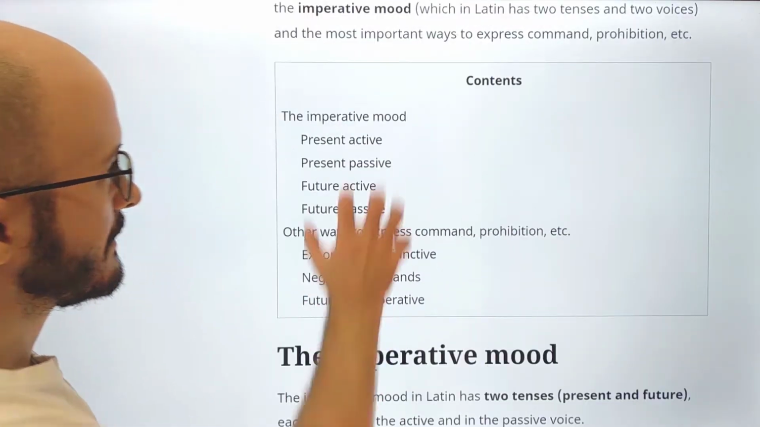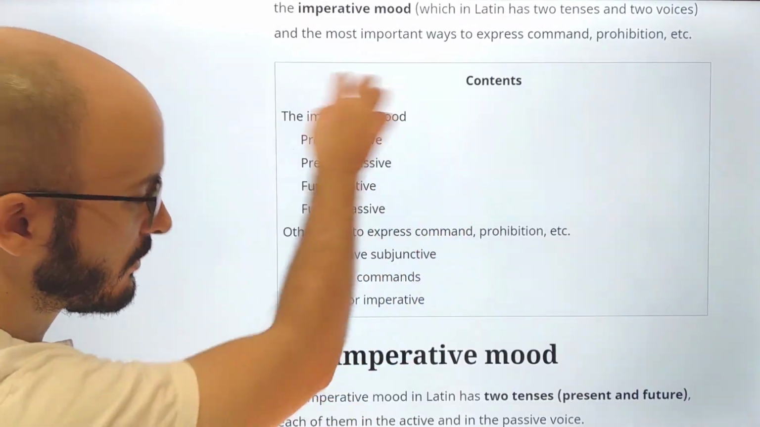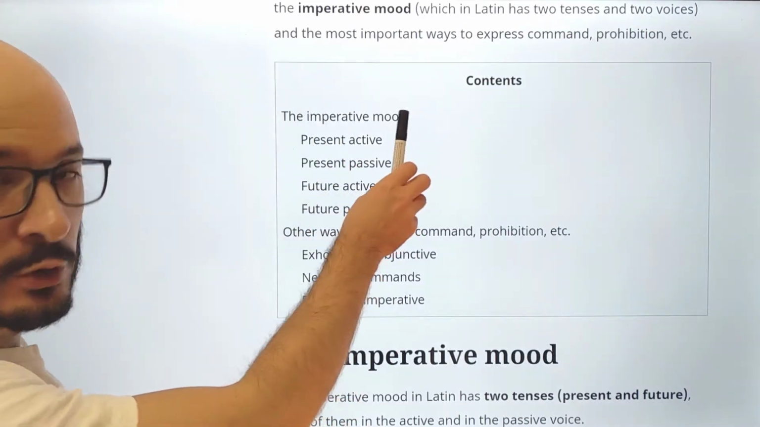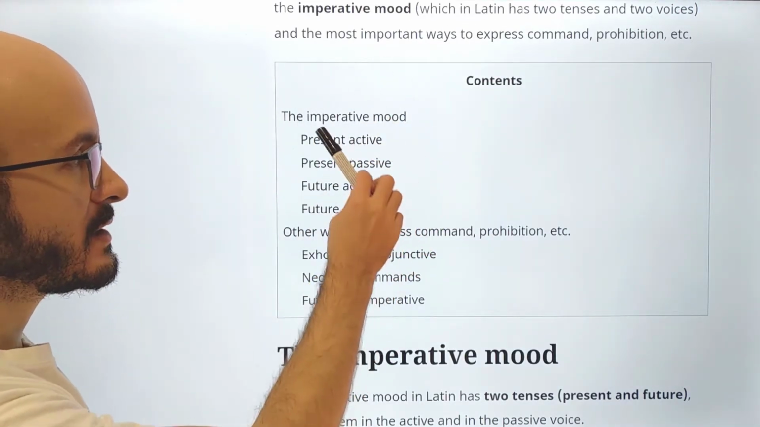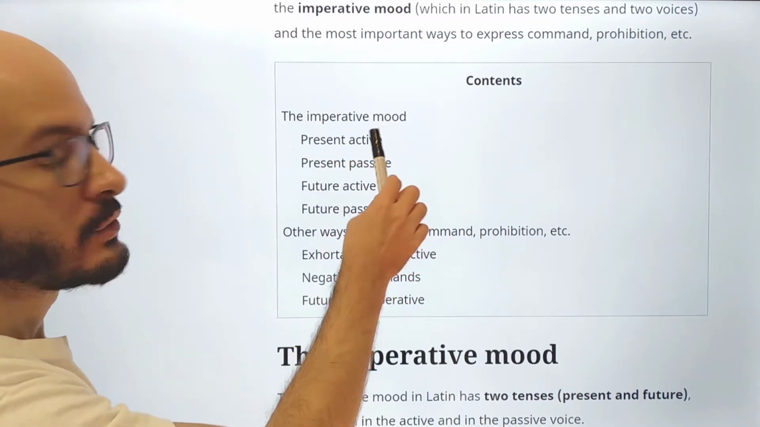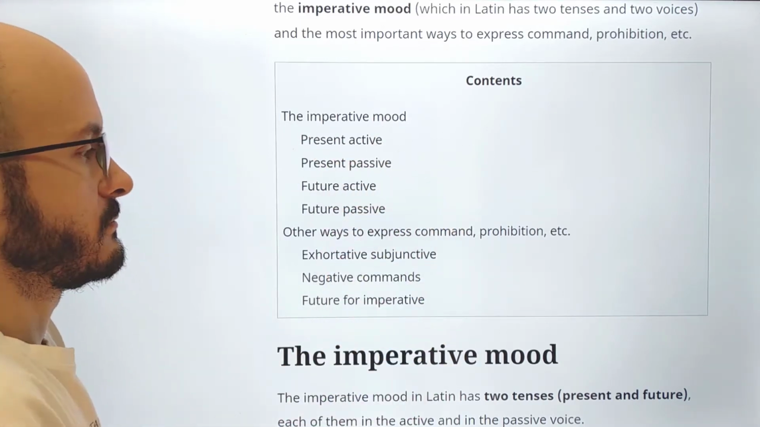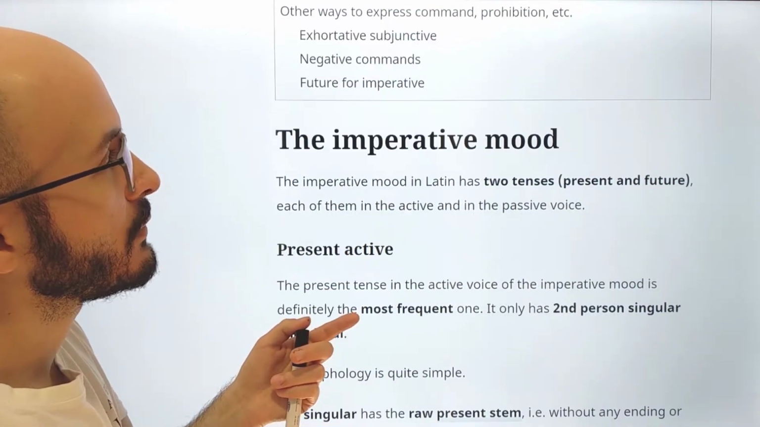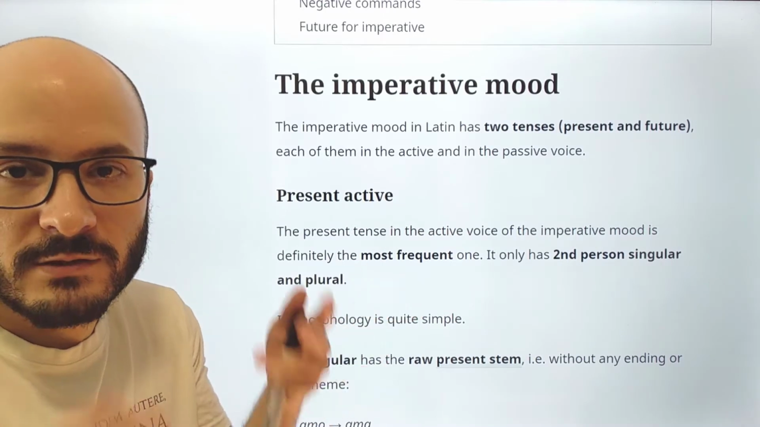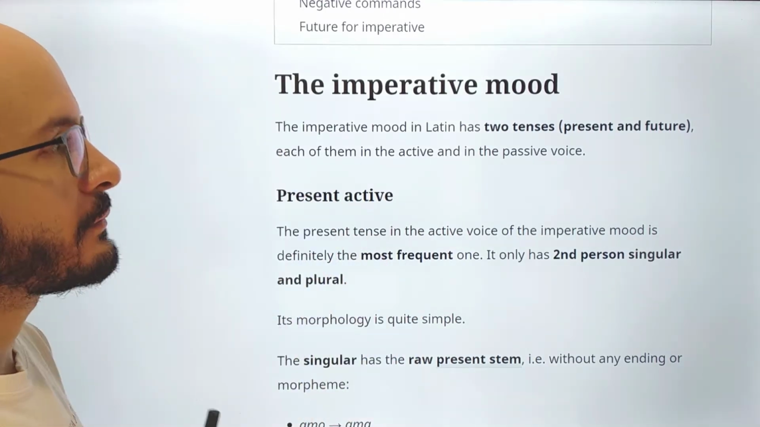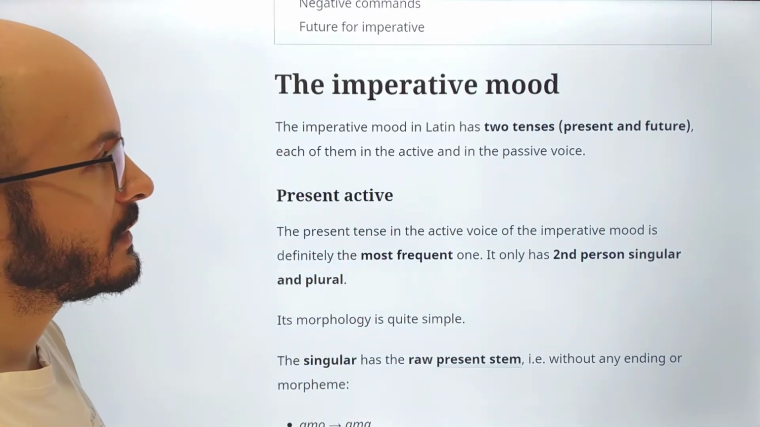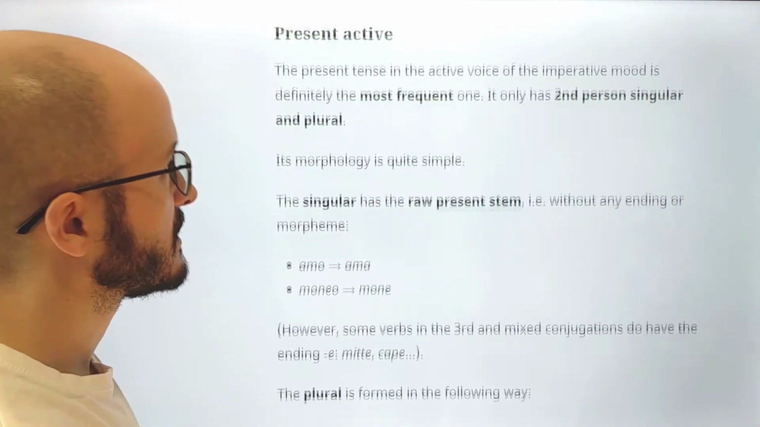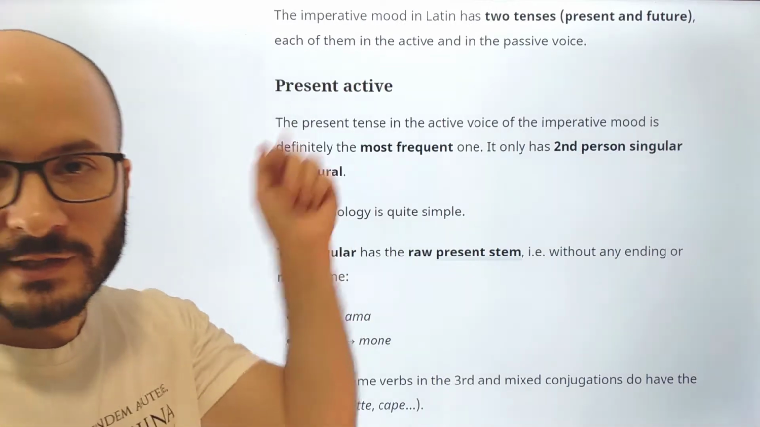So here we see that we have a lot of things. Let's start first with the imperative mood. We said that we have two tenses, present and future, and two voices, active and passive. Quite obvious. And then other ways which are not the imperative mood, but express pretty much the same thing. So first, the imperative mood itself. The imperative mood in Latin has two tenses, present and future, each of them in the active and in the passive voice.